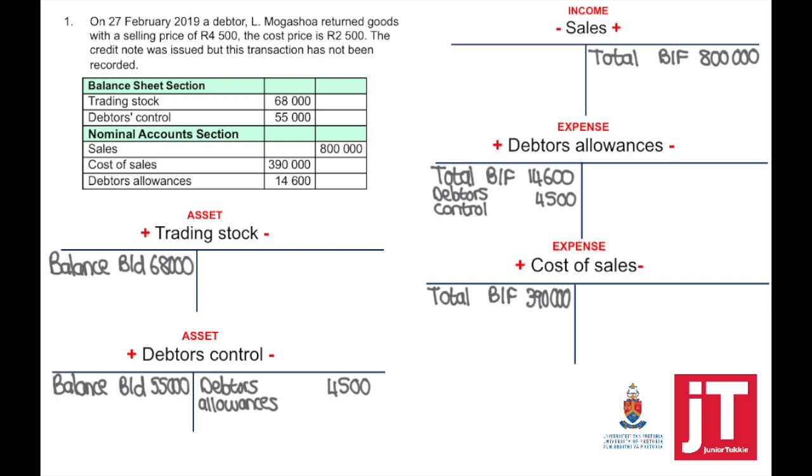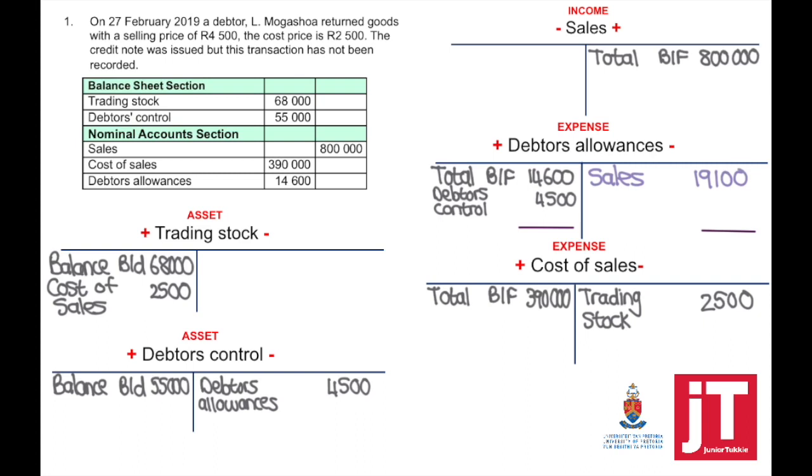Our expense will increase. If we're looking at the cost, we got the trading stock back. This means our assets will increase. Trading stock is debited and cost of sales is credited. Our expense will decrease. At the end of the accounting period, all our income and expenses are closed off. Debtors allowances is closed off to sales, so sales is going to be debited and debtors allowances credited.